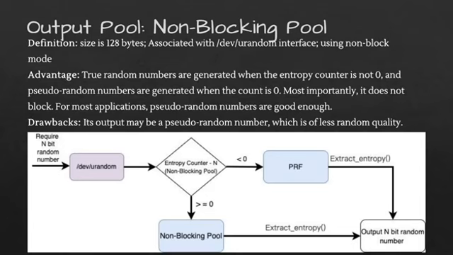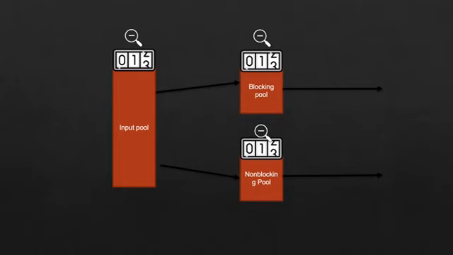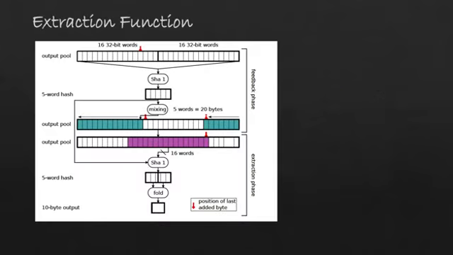As I mentioned before, both output pools use the extract entropy function. So next, we will introduce this function. Okay, so now I will introduce the extraction function. I want to point out that the extraction function is not only used in the data transferring process, but also in the output function. The extraction function contains two phases, the feedback phase and the extraction phase.